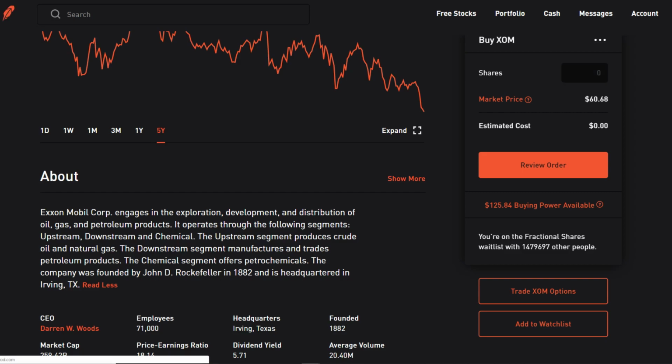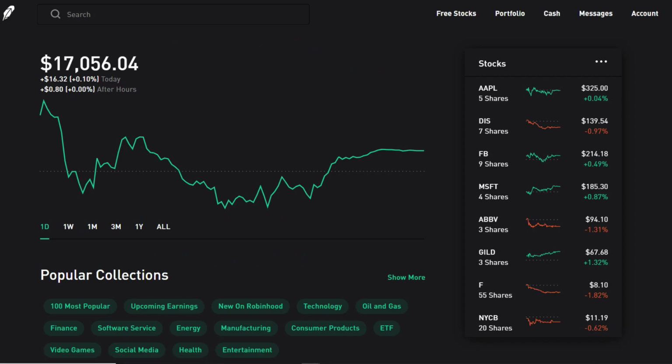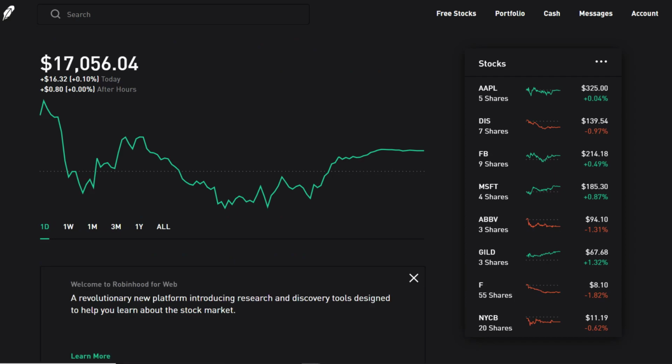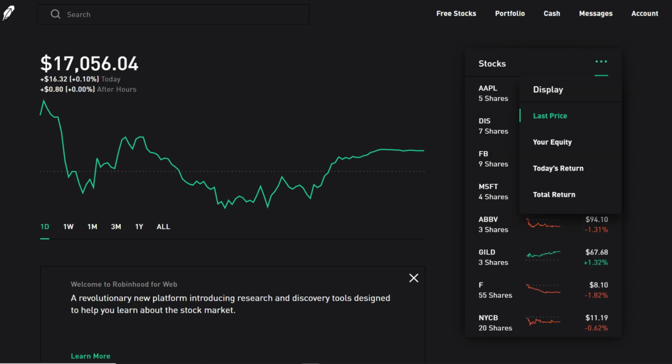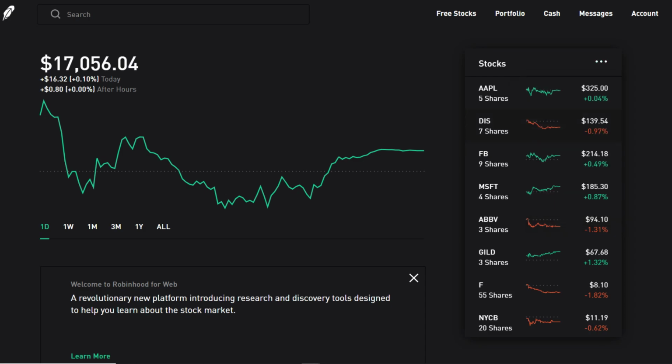Let's go back to the home page, take another look at what this has to offer. On your right side, it'll show you every stock you have in your portfolio. Right here, you can sort by whatever you'd like to. So it could be total return, today's return, or equity in it, so how much that position's worth. It'll show you that on the right instead of just the stock price. Right now, I just have it set to stock price because that's really what I want to look at.